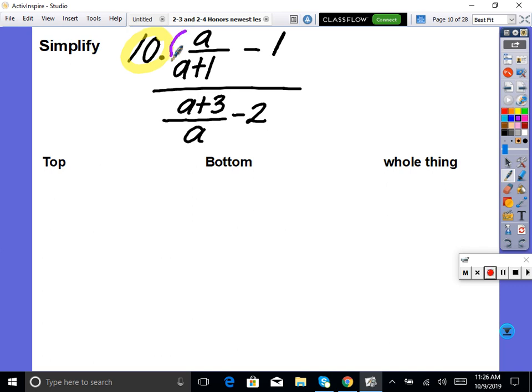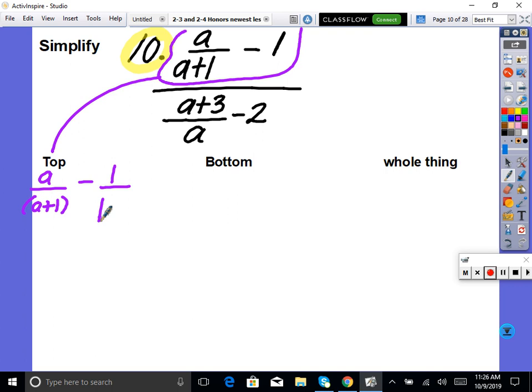So the first thing I'm going to do is just focus on the top. So we have a over parentheses a plus 1 minus 1 over 1. So get a common denominator, right? So we times by a plus 1 over a plus 1. You guys have got to be so careful. Like one error right here could just ruin the whole thing.